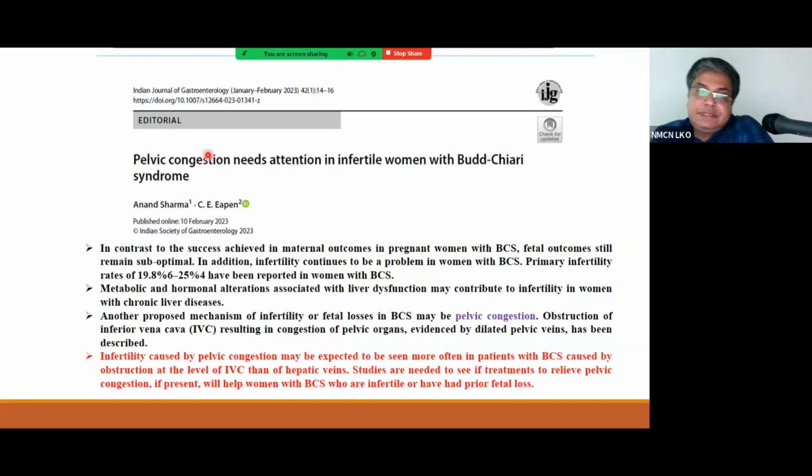So this was a recent editorial in the Indian Journal of Gastroenterology regarding the role of pelvic congestion in infertile patients with Budd-Chiari syndrome. What they say is, infertility caused by pelvic congestion may be expected to be seen more often in patients with BCS caused by obstruction at the level of the IVC than of the hepatic veins. However, studies are needed to see if treatments to relieve pelvic congestion, if present, will help women with BCS who are infertile or have had prior fetal losses.